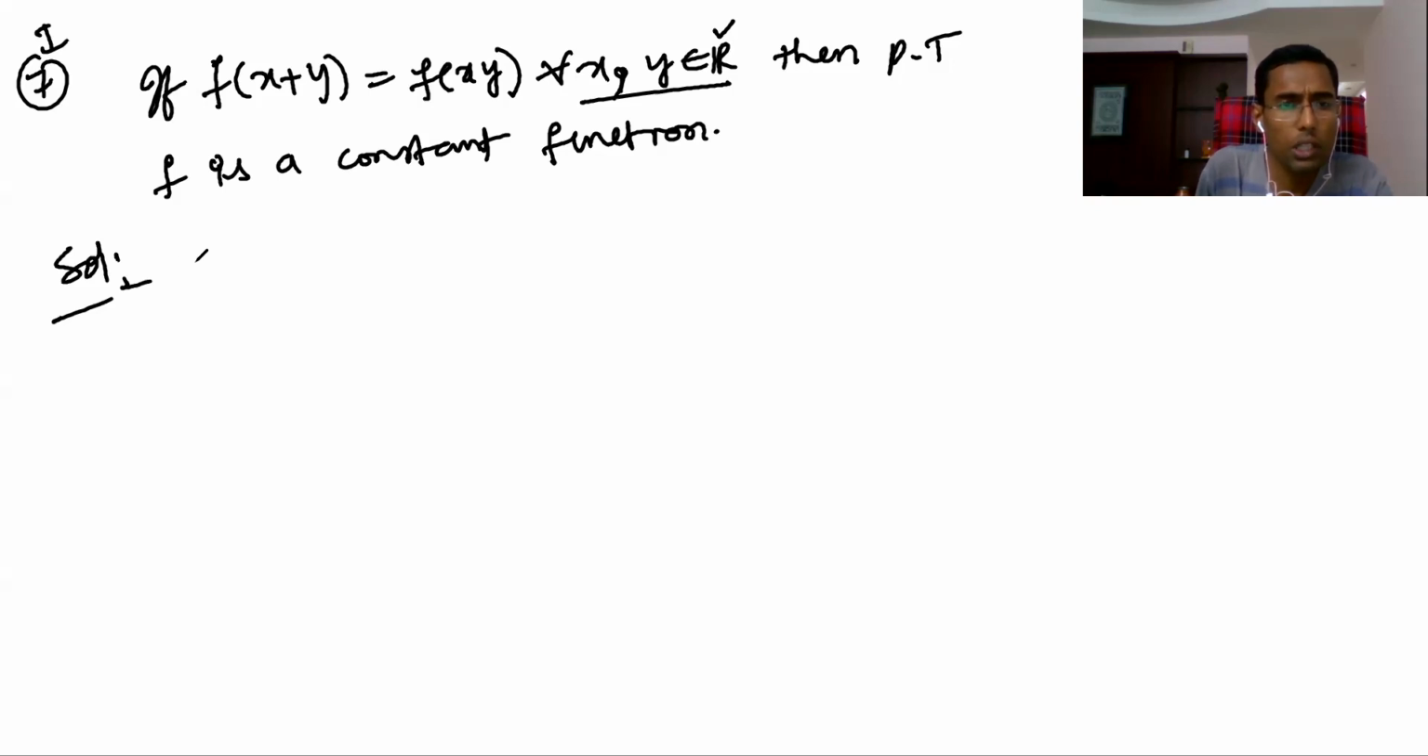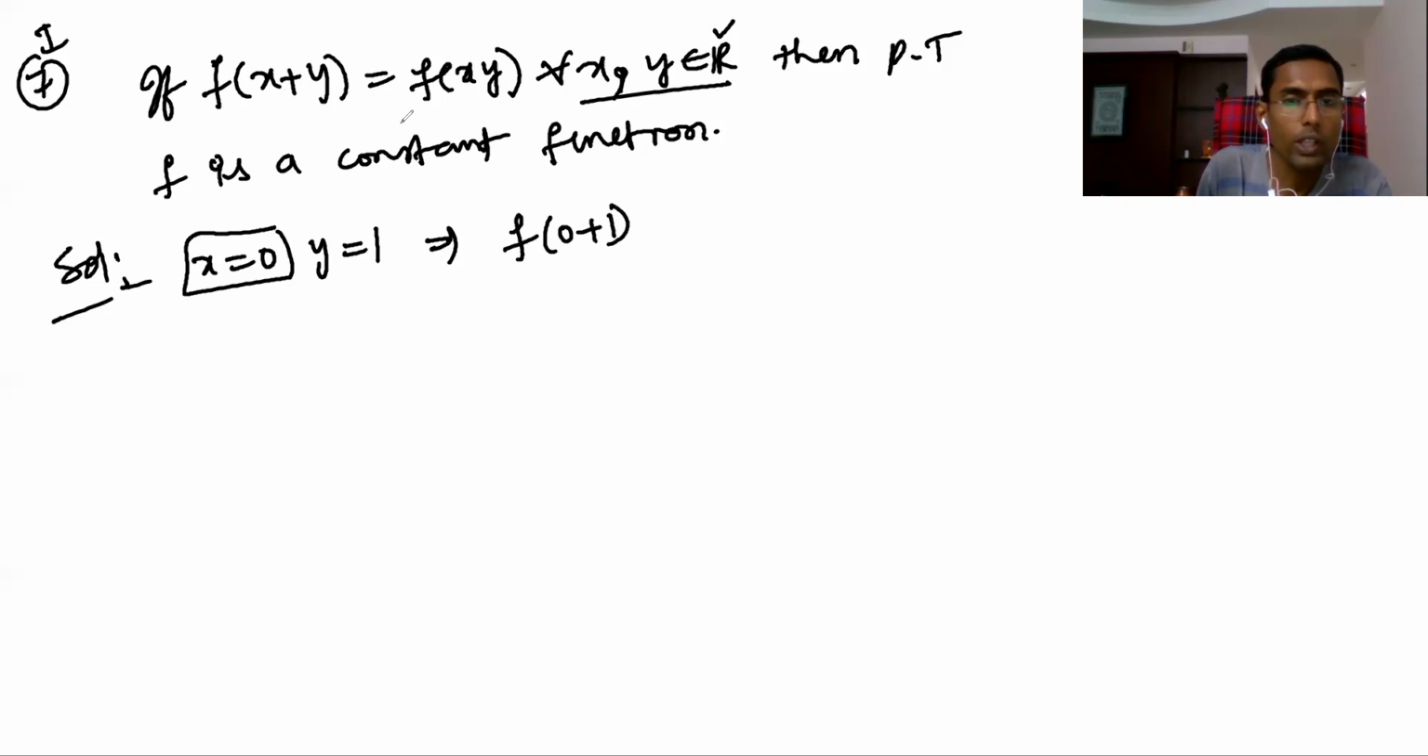Now first thing I am taking is x equal to 0, and of course y equal to 1, you can take. So then what will happen here? F of 0 plus 1, you substitute x equal to 0, y equal to 1. F of 0 plus 1 equal to what? F of 0. So that implies f of 0 equals f of 1. Okay, number 1.